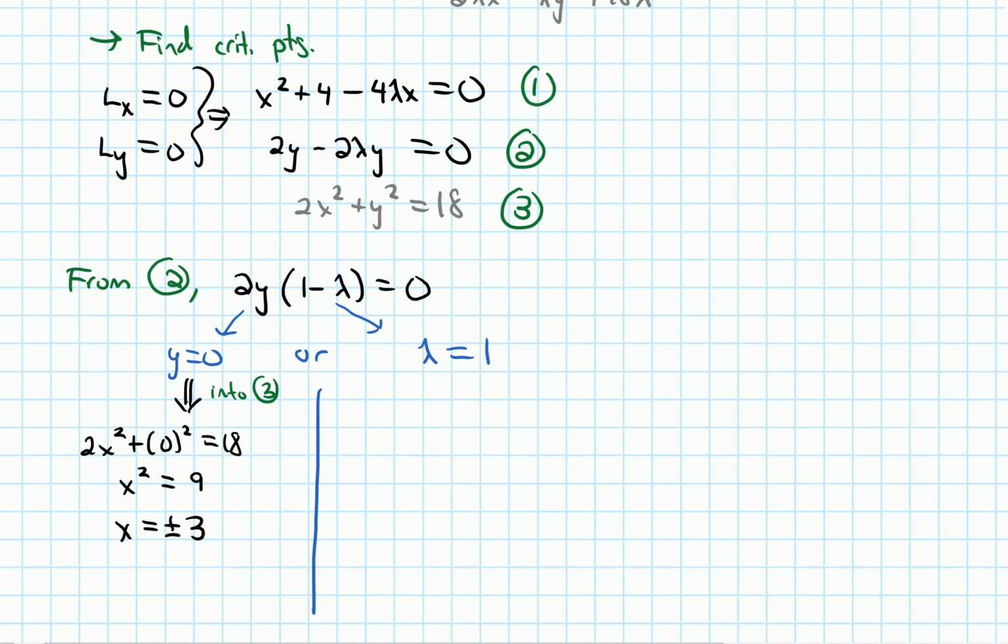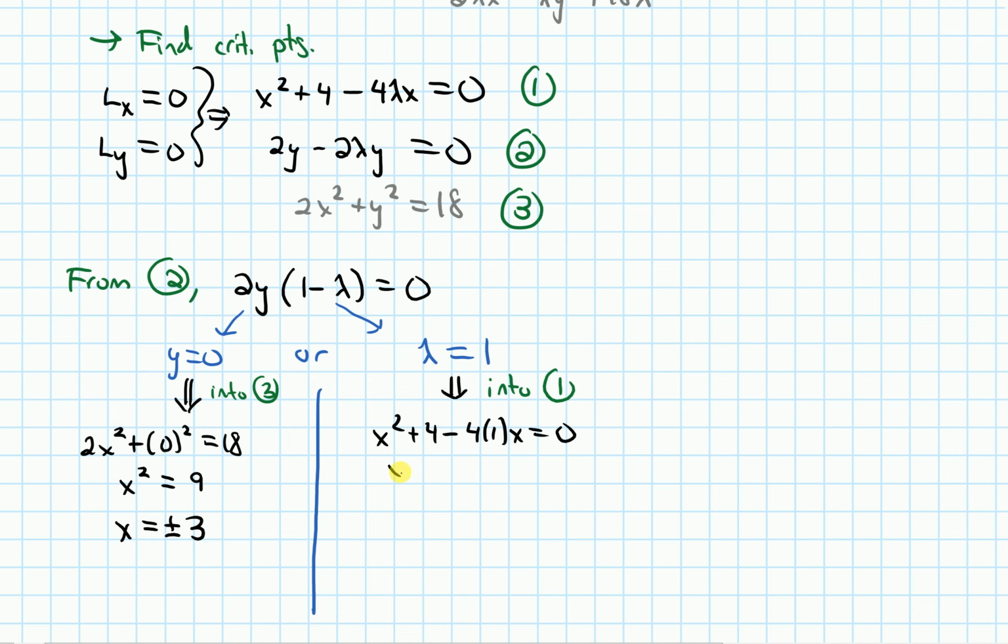All right, so in this case where y equals 0, we're getting 2 values for what x could be. So we are ready to move on to our other case where lambda equals 1. If I know lambda, the only other equation that has lambda in it is the first one. So let's plug this into equation 1 to get x squared plus 4 minus 4 lambda x, so 4 times 1 times x equals 0.